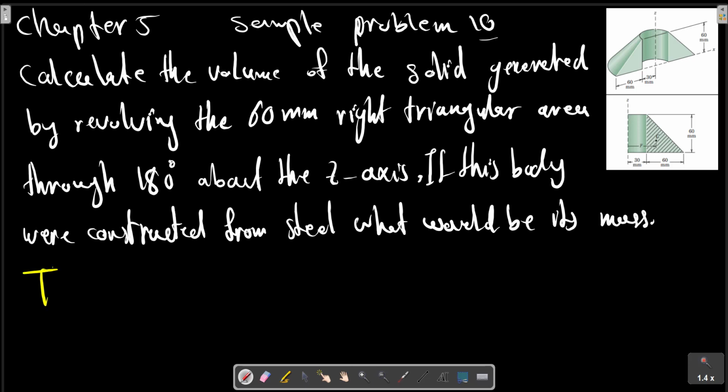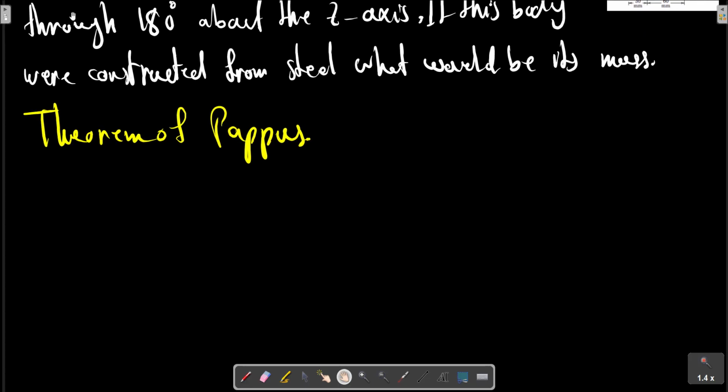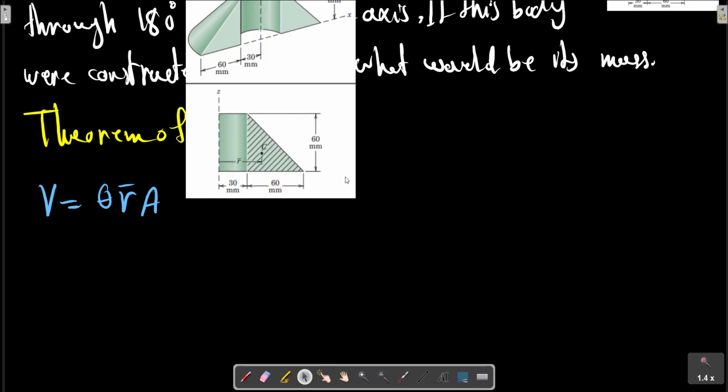From the theorem of Pappus, we have this relation, V equals theta R A. Consider the picture again.